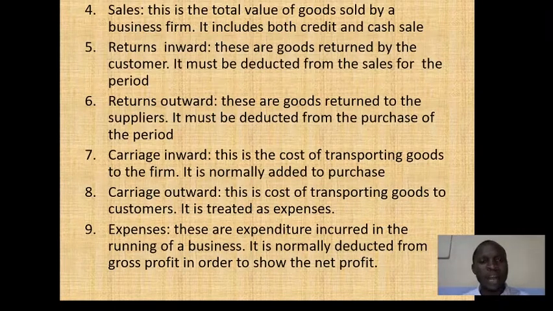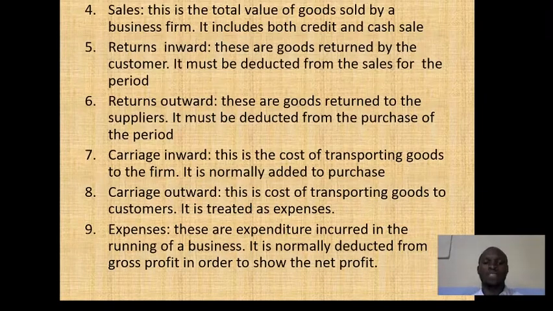And then we have the carriage inward. It is concerned with the transporting of goods. So carriage inward has to do with the cost of transporting goods to the firm. When you buy goods from a factory or from the industry, the cost of moving those goods from that factory or industry to your firm is known as carriage inward. It is usually added to the purchases.